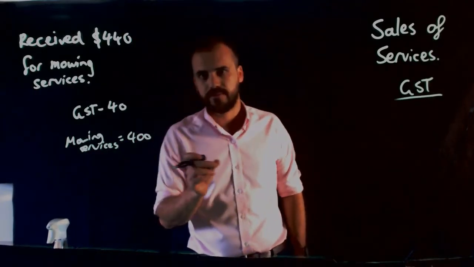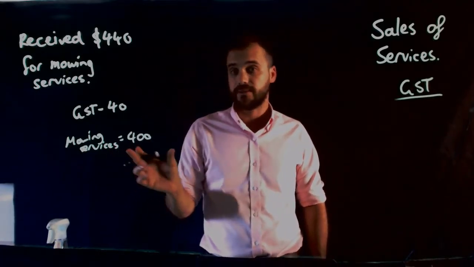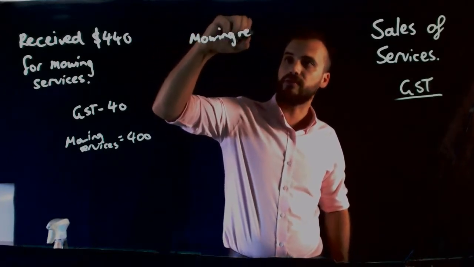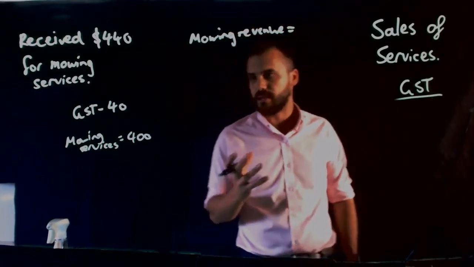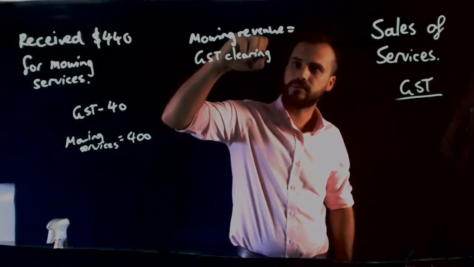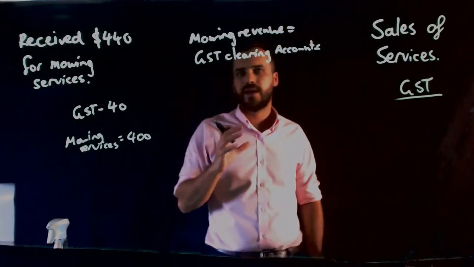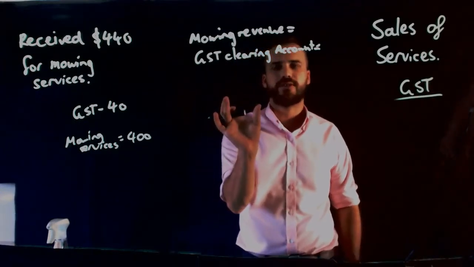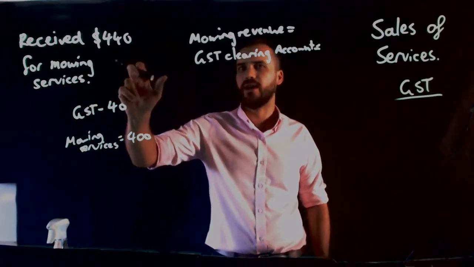Three accounts, always seems to be three accounts. What are they? Well, mowing revenue would be one of them. What else would there be? Well, there'd be a GST account. And what else would there be? Mowing revenue, GST clearing account. Let's look at the question. Received $440. Cash at bank.